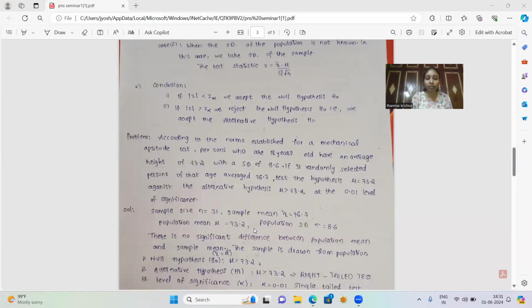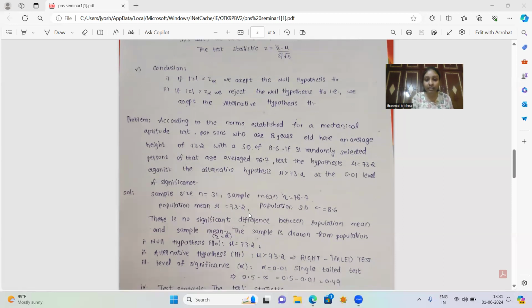So first we are going to write the given data, which means sample size n equal to 31. See here, they gave 31 randomly selected persons. So we know that n equal to 31 and sample mean 76.7 here. Next, the population mean mu equal to 73.2. Population standard deviation, they have given 8.6. So this is the data that they have given.